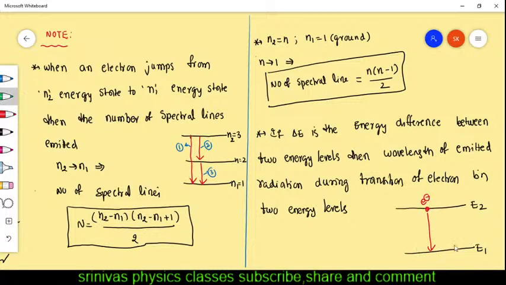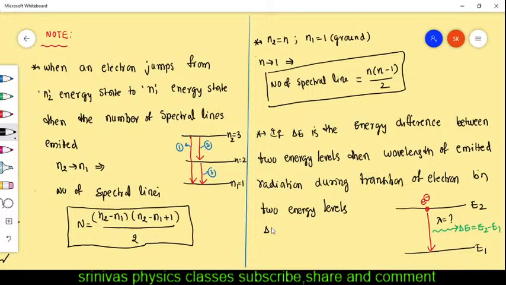Is it right? What releases? Energy releases. That energy released is the delta E. Delta E is equal to the difference in the energies of the two energy levels. You know that one, right? I want the wavelength of emitted radiation during this transition. How much wavelength will be emitted? Lambda is equal to, if you want to find out.